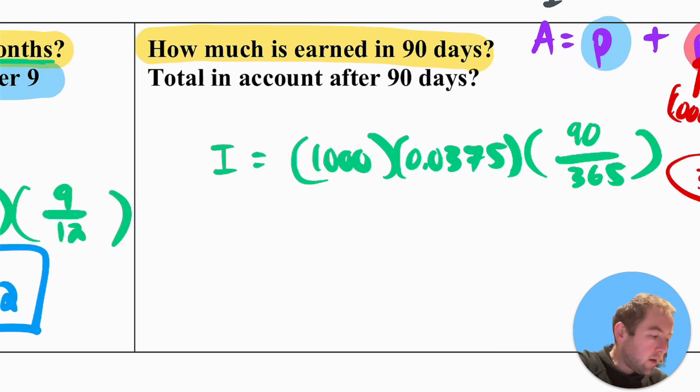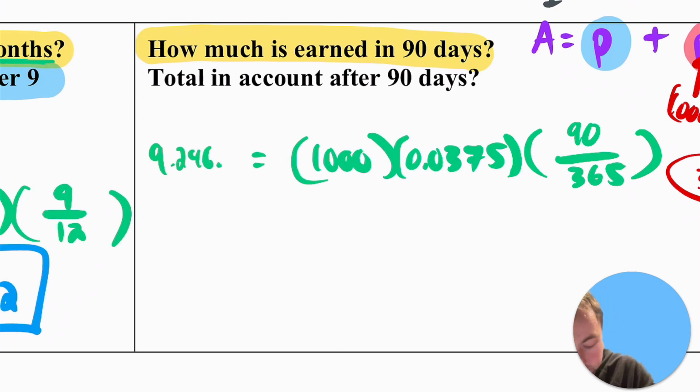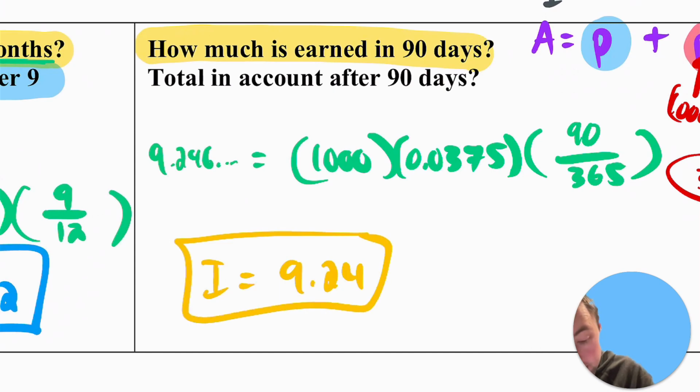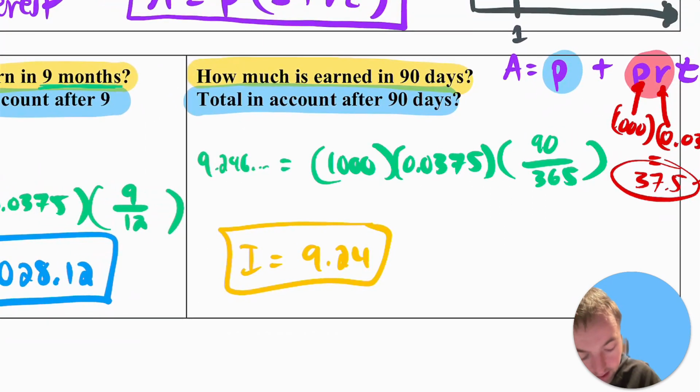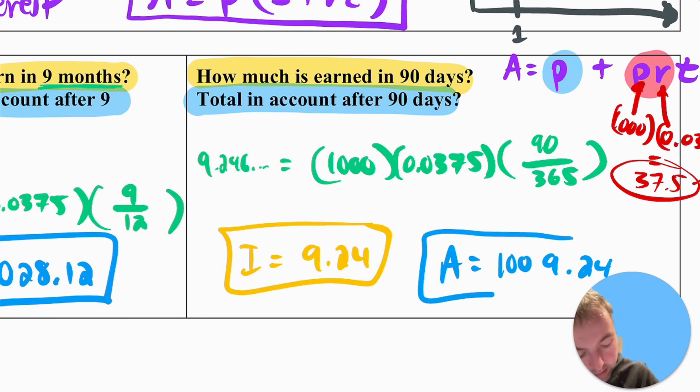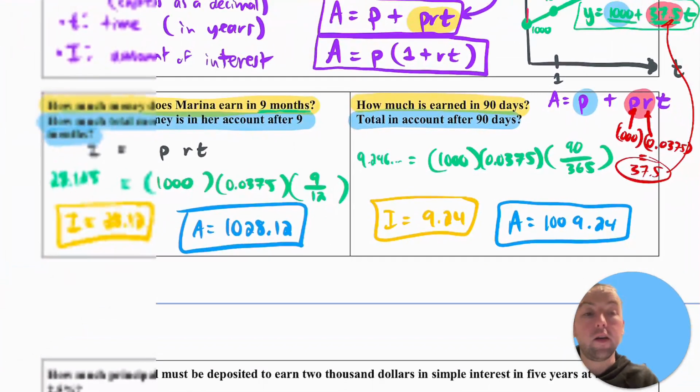So if I evaluate that on my calculator, we end up getting approximately 9.246 and a whole bunch more decimals. So we'll just say $9.24 to round it down. So the interest would be $9.24. The second question is asking what's the total in the account after the 90 days. That would just be an increase of $9.24 to the 1,000, so you'd end up having $1,009.24 there.